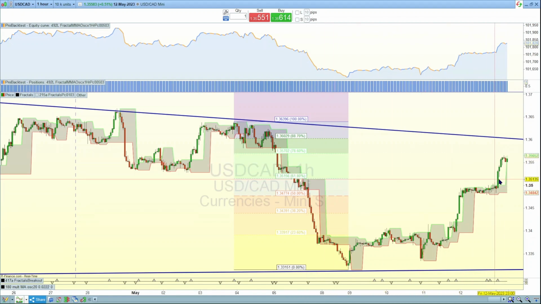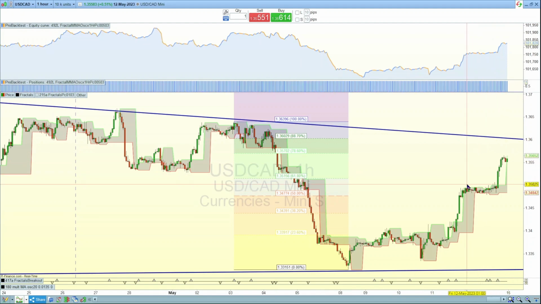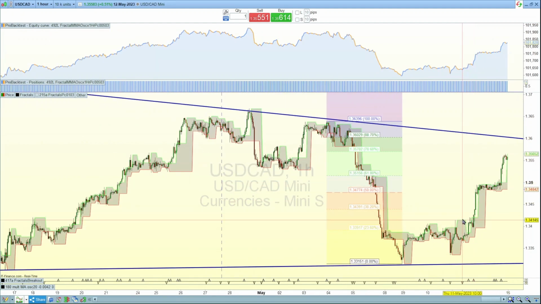That 61% is usually the area that gets tested and either bounces from there or breaks through further to the upside. And that's what it's done so far, and it most likely will approach this descending diagonal. So I'll keep an eye on that in the coming hours.